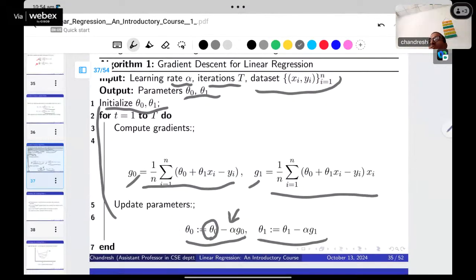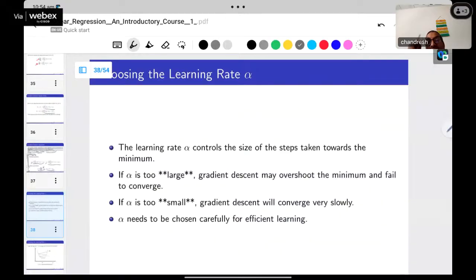now we are going to look at the importance of the value of alpha. What is this alpha doing? Alpha is called the step size. It is also known as the learning rate or step size. It controls the size of the steps taken towards the minimum.